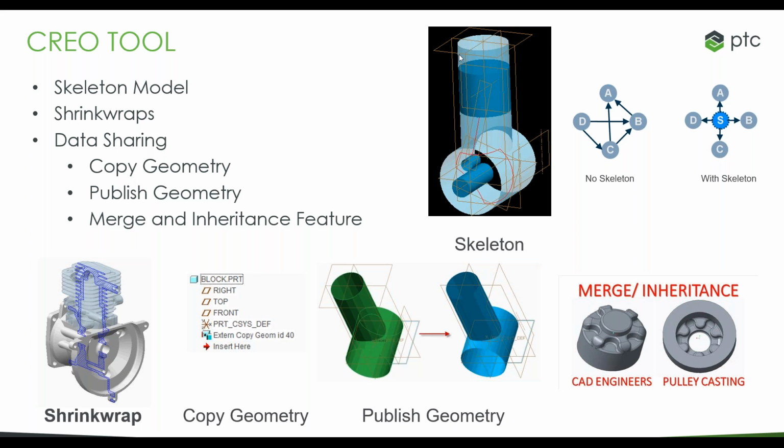In the drawing, you can see this is the skeleton model. It does not have anything, just boundaries and just a few datums. So with the skeleton model, what will happen if there is a group of 4 members working on the same project?